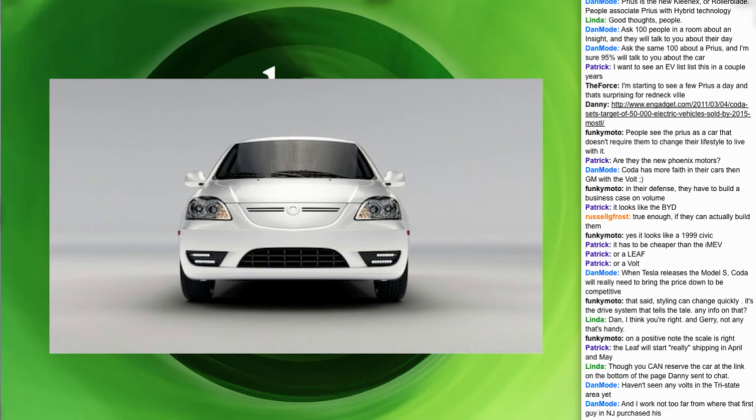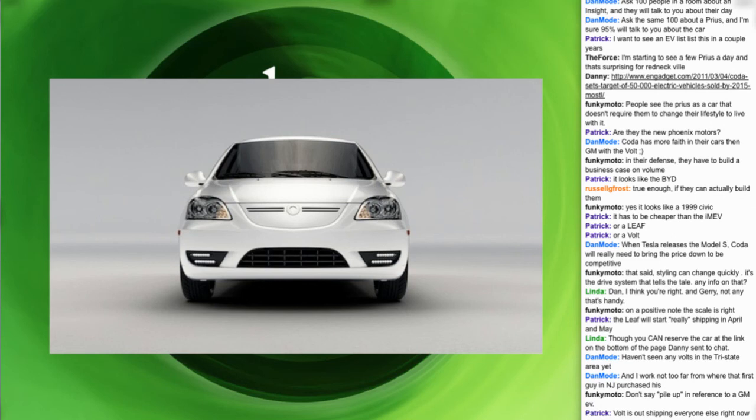But I agree. This car is just really boring. And the only thing cool about it is it's an EV made in the U.S. Right. Otherwise, it's boring, it's ugly, it's expensive, and it's not even on lots yet.